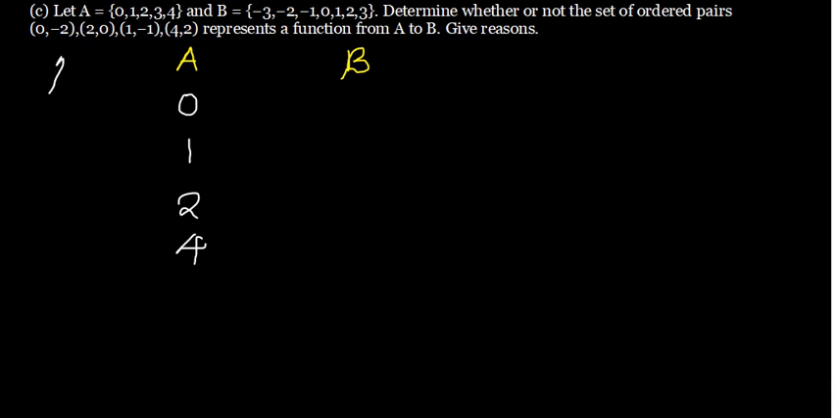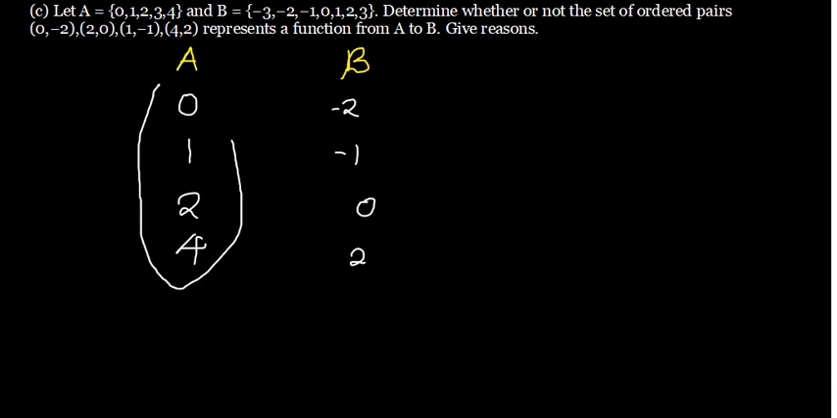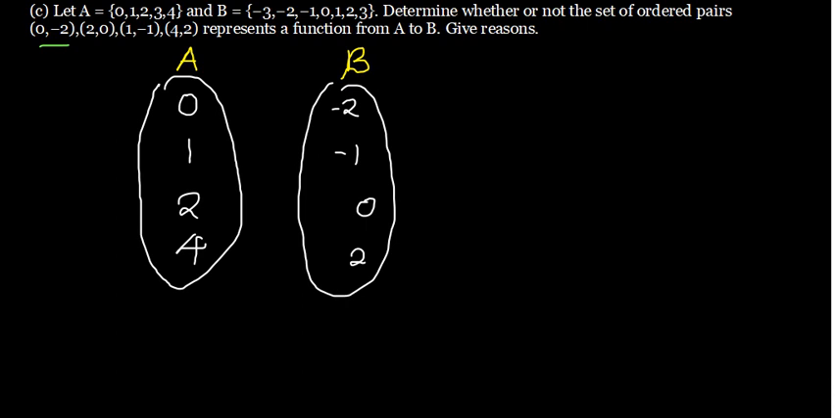The other side we have got negative 2, 0, negative 1, 2. Starting with the smallest, that's negative 2. Then we have got negative 1, then 0, and then a 2. So we now see how these are pairing up. 0 is pairing up with negative 2, 2 is pairing up with 0, 1 pairing up with negative 1, and 4 pairing up with 2.